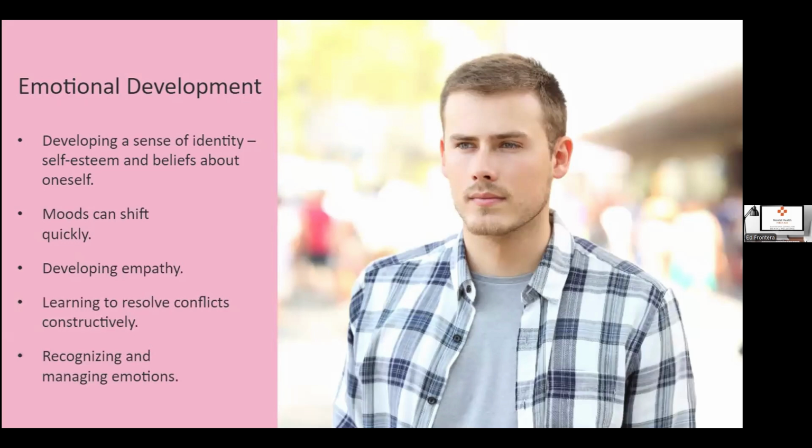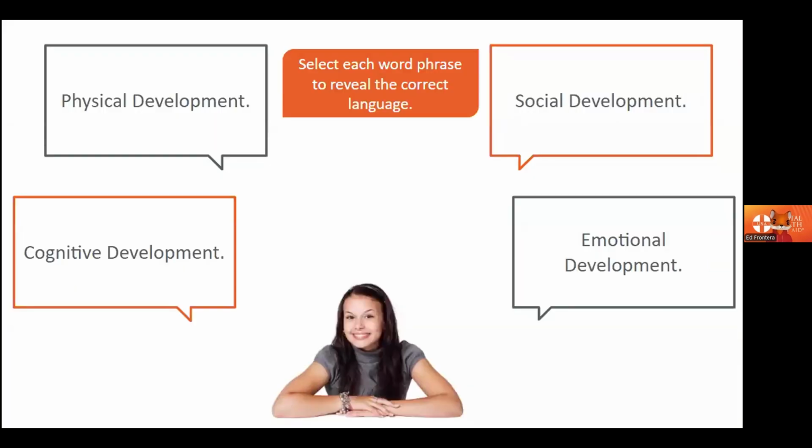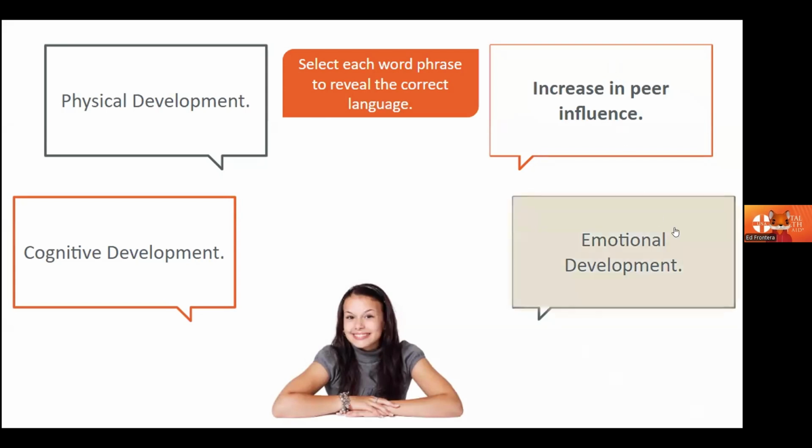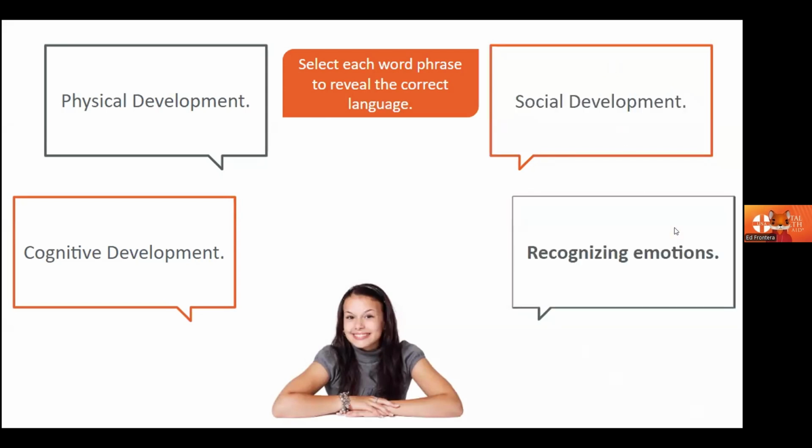Let's review what we have just learned. Select each category to reveal some of the changes that occur during adolescence. During an adolescent's physical development, hormonal changes occur. Questioning authority often occurs as a part of an adolescent's cognitive development. As adolescents develop socially, there is usually an increase in peer influence. Recognizing emotions is a part of an adolescent's emotional development.